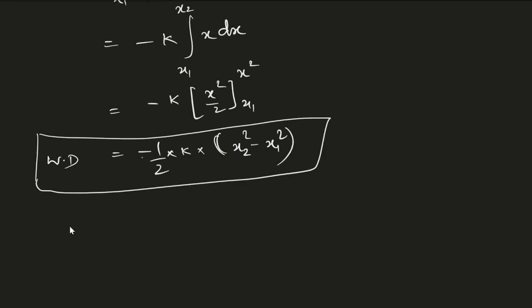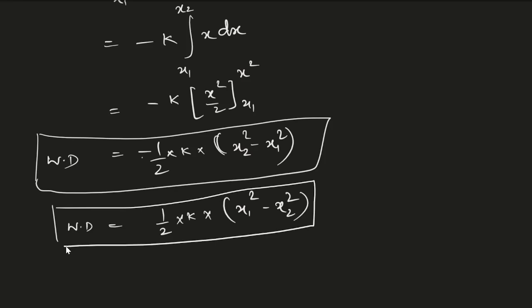Or if you want to simplify further, work done will be equal to, you can just multiply this minus inside. So half into k into x1 square minus x2 square. You can keep this formula as well. So you can take either of the two formulas. But if you are using minus outside, it will be the change in displacement, that is x2 square minus x1 square. If you are keeping a positive value, then it will be x1 square minus x2 square. So this is the work done by spring force. The work done by spring force is equal to half into k into x1 square minus x2 square. So x1 is nothing but the initial position, x2 is nothing but the final position.